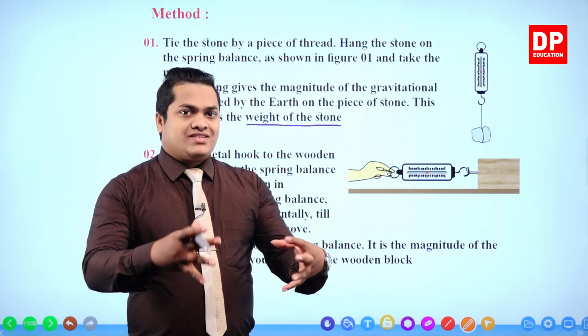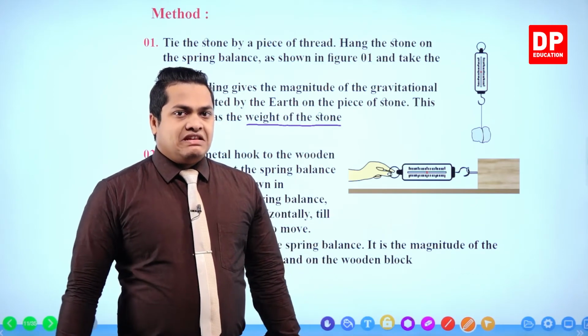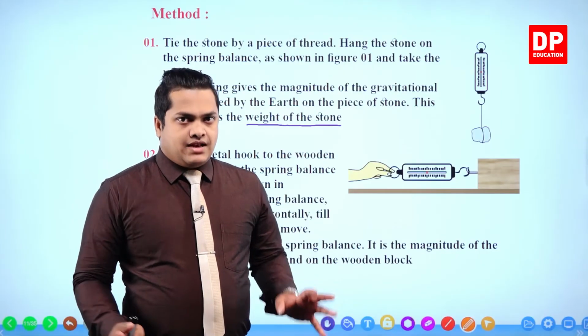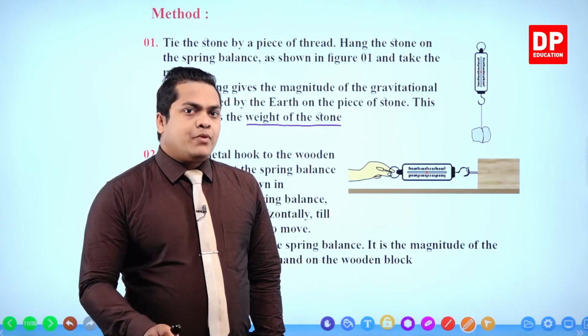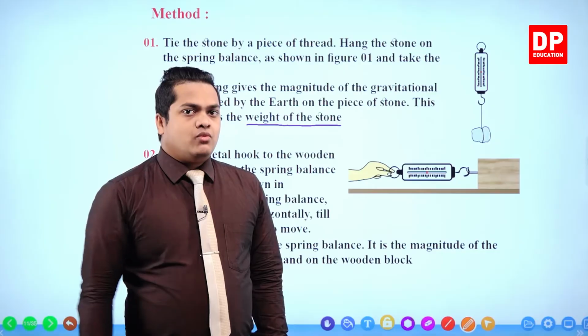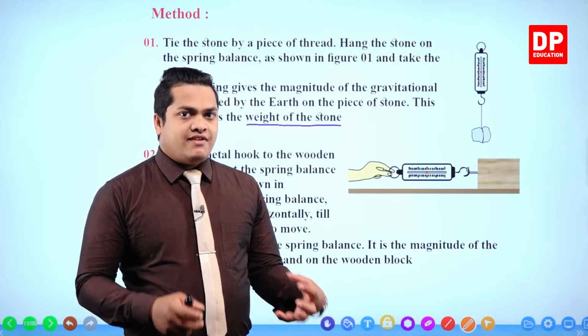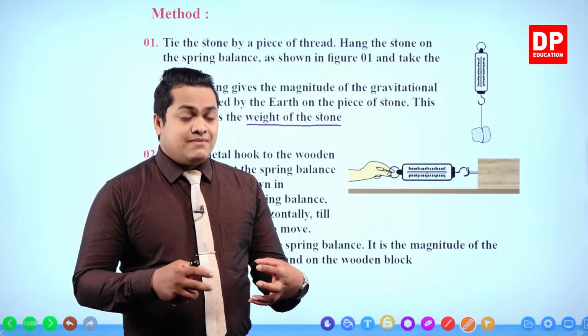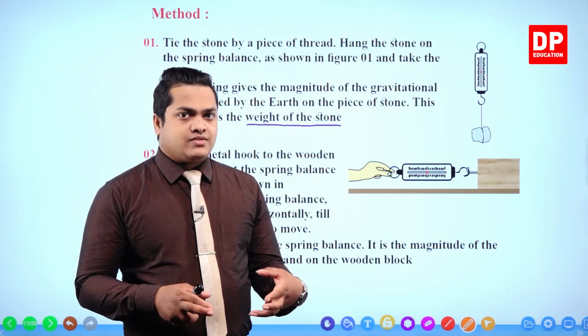This reading gives the magnitude of the gravitational force exerted by the earth on the piece of stone. This is known as the weight of the stone. When you go to next year, we'll be learning about weight and mass in full scale. However, up to now, I'll give you a simple definition for weight and mass.